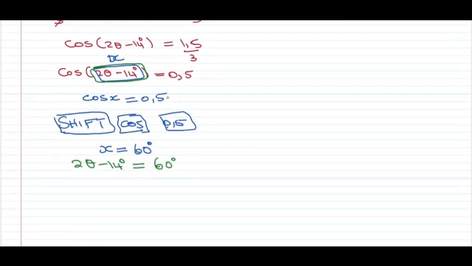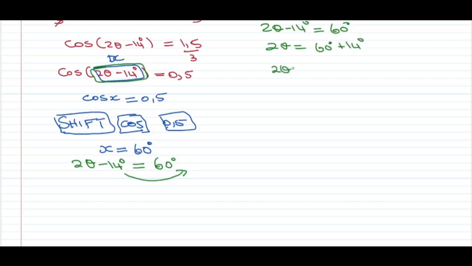So if we can go back up, solve for theta in the following. Right. To solve for theta now, I need to take the 14 to the other side and the sign will change. What do we have when we take it to the other side? We can write 2 theta minus 14 equals 60 degrees. The 14 goes to the other side to be positive. This is 2 theta equals 60 degrees plus 14 degrees, and this gives us 74.